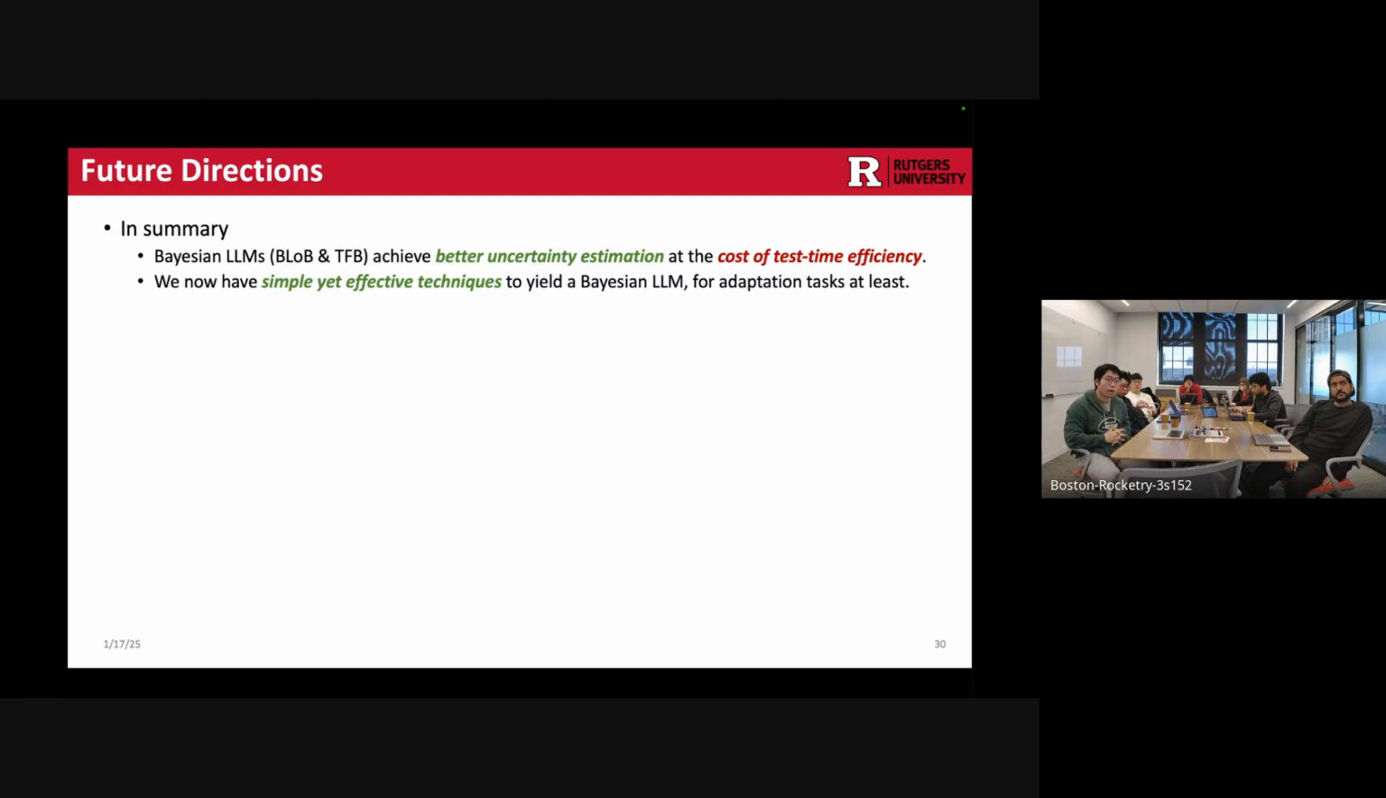So in summary, what we have discussed so far is that Bayesian large language models and TFB achieve better uncertainty estimation, at the cost, unfortunately, of test time efficiency. But solving that problem would be a huge research direction in the future. The second conclusion is that we now have a very simple but effective technique to yield Bayesian large language models with no retraining of the LoRA adapters. You only need to do a couple of forward passes, and you have the Bayesianized large language models.